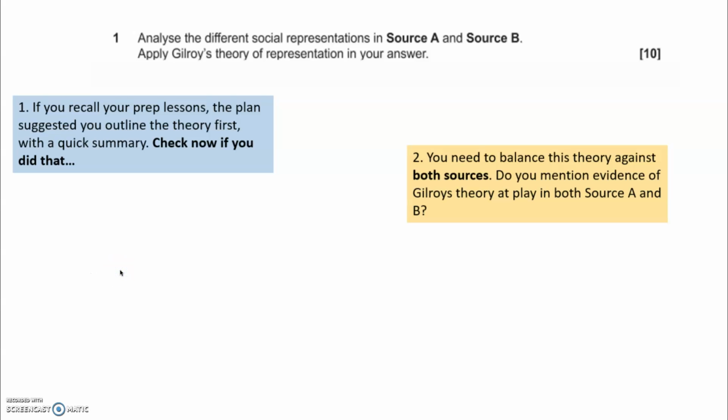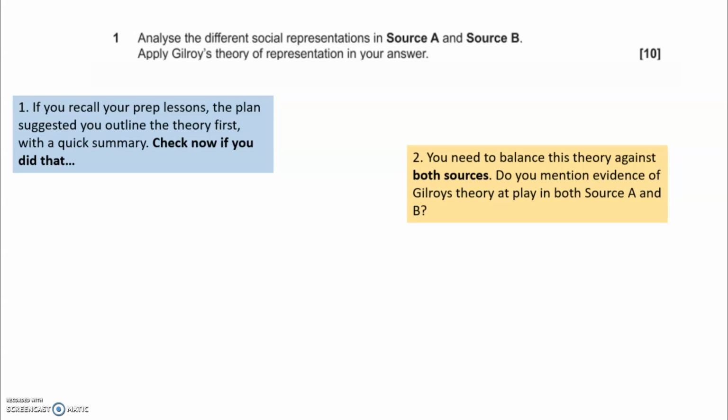Second thing, what you needed to do in your answer was balance this theory against both sources. The question is asking you to analyse the social representations in light of Gilroy's theory, effectively. Gilroy's theory is about post-colonialism, this belief that white British are more important, more significant, and the marginalisation of ethnic minorities and so on.